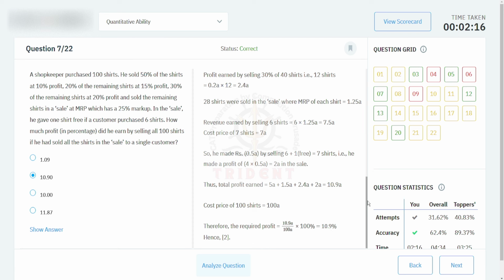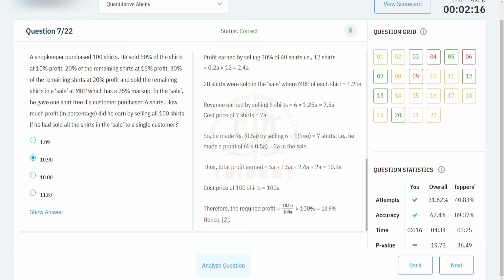So what I wanted to show you is this one. If you see, the total attempt by the overall janta is 31.2%. Of that, only 62% is getting it correct, taking a hell of a lot of time, which is 4 minutes and 34 seconds. Even the toppers, only 40% of them are attempting it, and the time they are spending on this question is humongously high, which is 3.25 minutes. You don't really have that much time to spare on a single question. I hope that makes sense. Thank you.